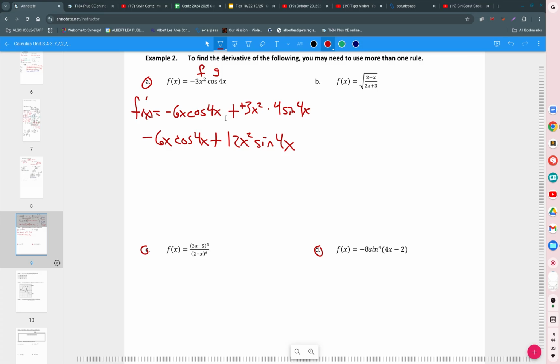Except I need to make sure that I write it in factored form if it is the product rule. What is the common factor you're going to take out? Negative 6x, good. I take out that negative 6x, I'm left with a cosine of 4x. It becomes a minus 2x sine of 4x. And that is my derivative.